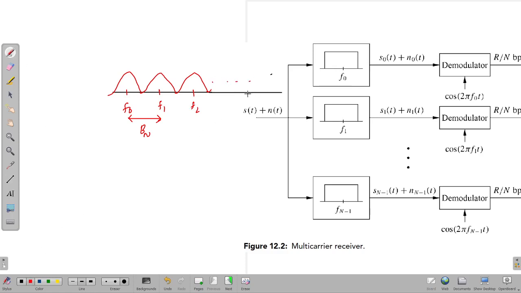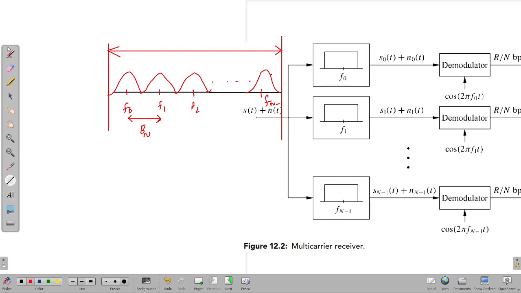Etc. etc. I can have fn minus 1. You have n subcarriers, so this is fn minus 1. What is going to be the total bandwidth of this transmission?